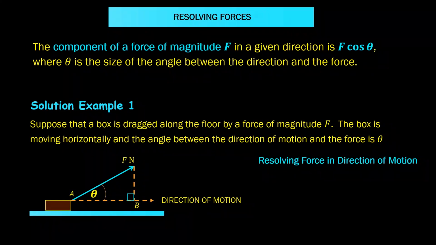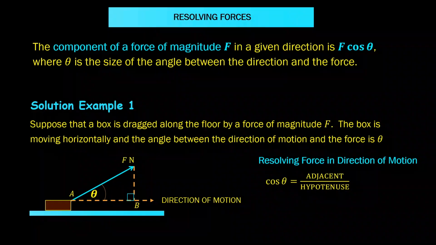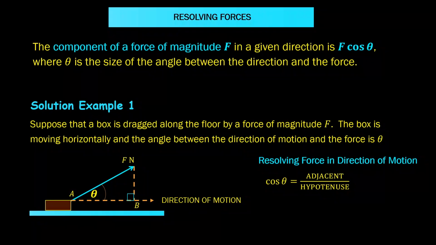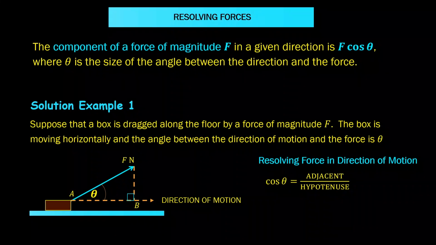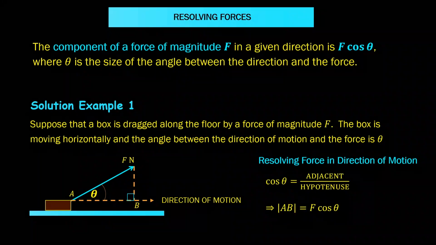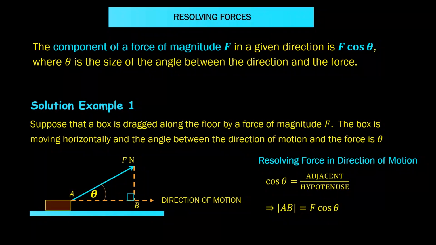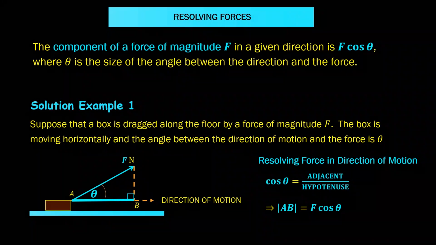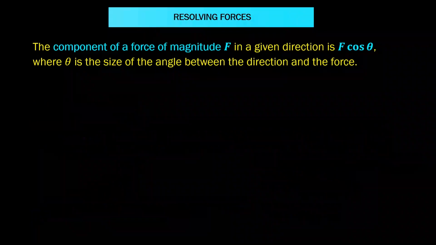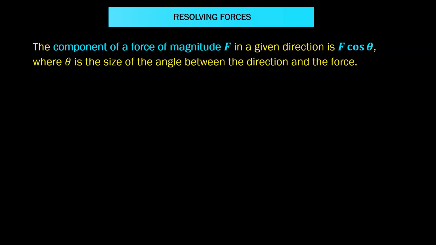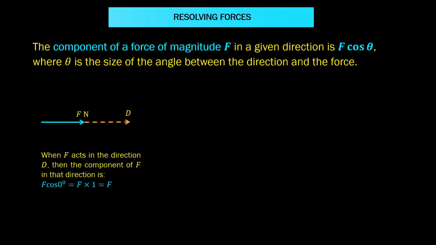So, if we resolve the force in the direction of motion, we can use the formula cos theta equals adjacent over hypotenuse to give us that mod AB, as shown in the diagram, equals F cos theta. We can apply this to particular examples which are very interesting.